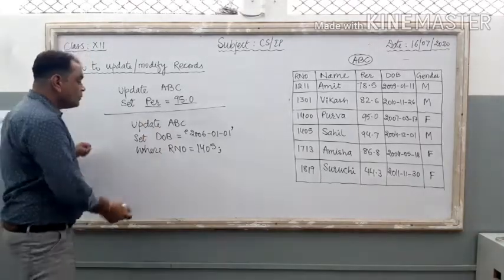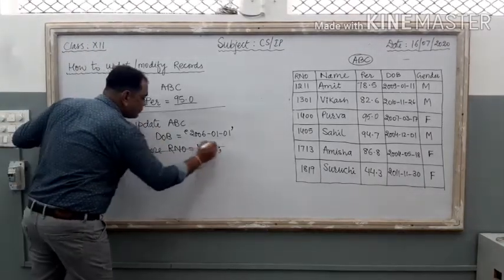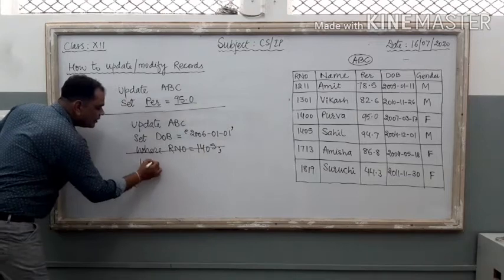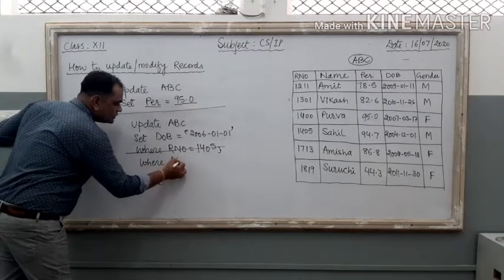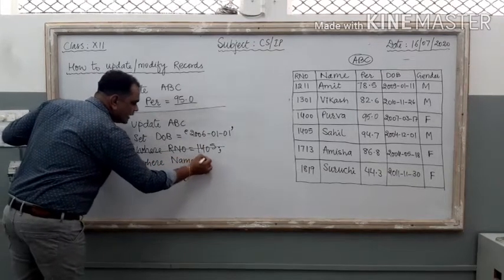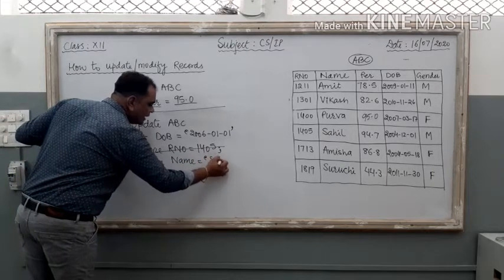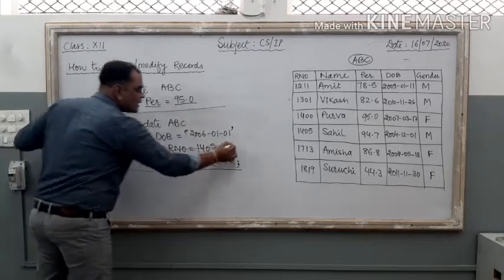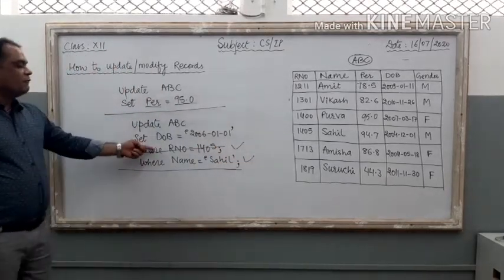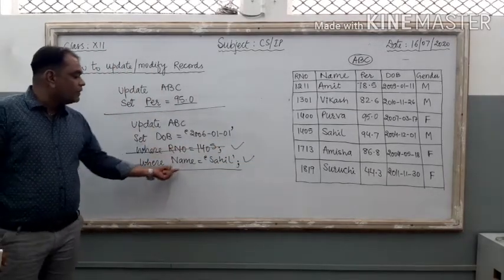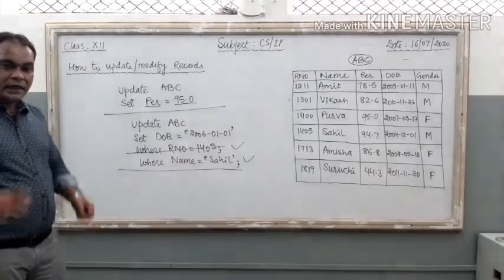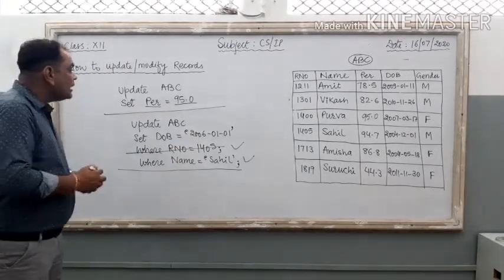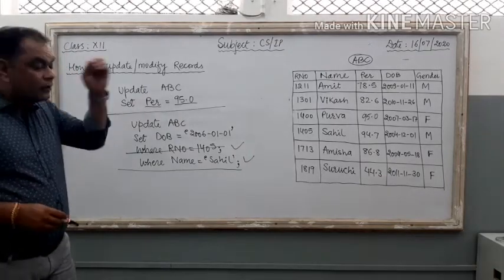या दूसरा ऑप्शन, the second option is I can filter by using name equal to SAHIL. I can write this command also. Both the commands are right. Either you can filter the record by using roll number, or you can filter the record by using name. Clear? So it is the update command of MySQL.